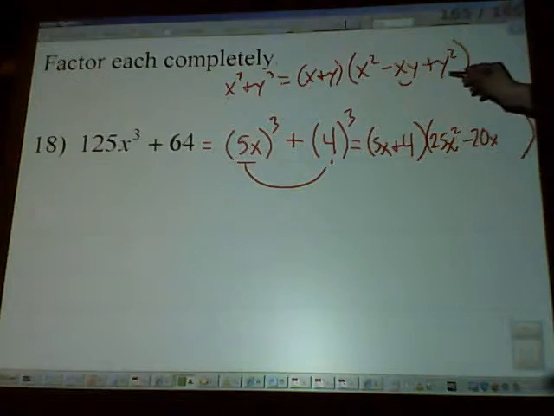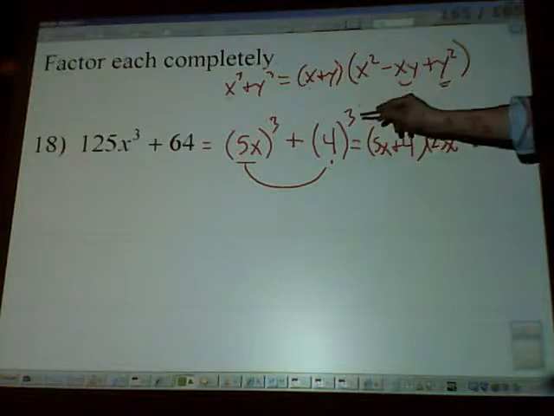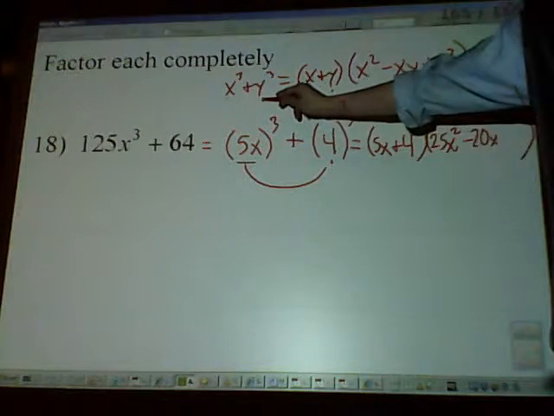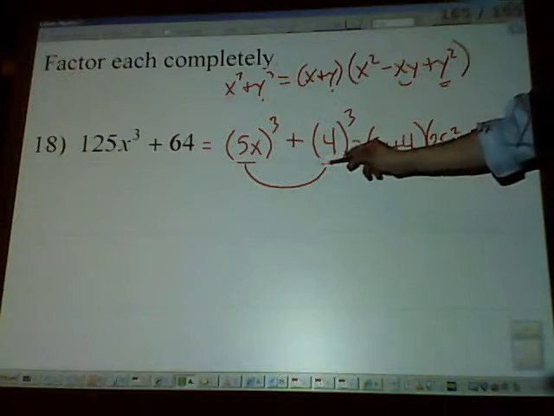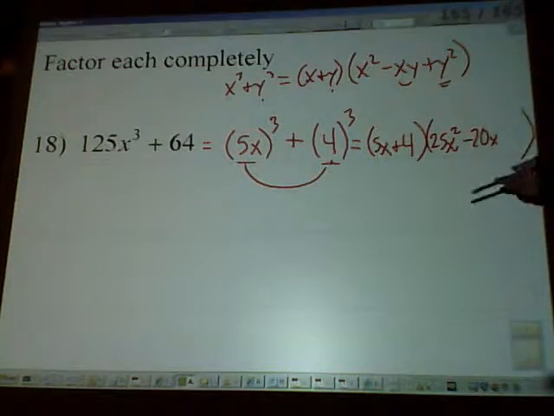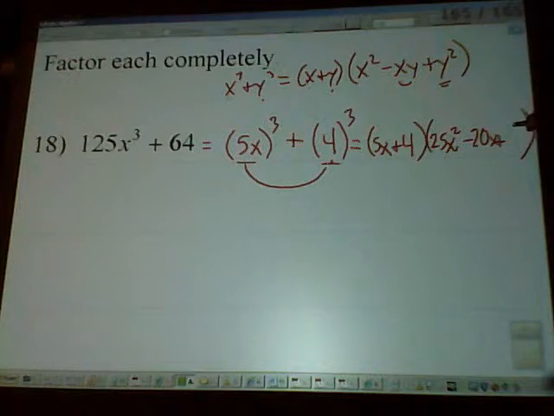Now we got one last step, y squared. And this means square that term, the second term that you're cubing. What am I cubing? Oh, I'm cubing 4. That's my second term. So what am I going to square? Square 4. And what's 4 squared? 4 times 4 is 16. Alright? So there you have it. This is the way you factor a sum of cubes, number 18.